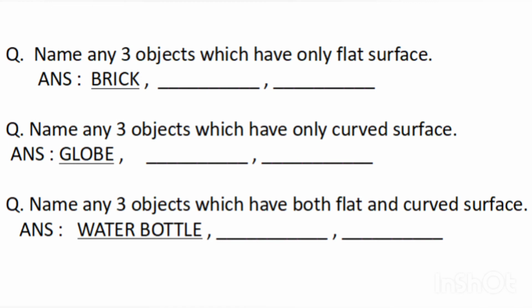Now come to the third question, name any three objects which have both flat as well as curved surface. And see your water bottle, it has curved face also, and the bottom of the bottle, that is the flat surface, right? So one answer part I have written, the other two are for you.